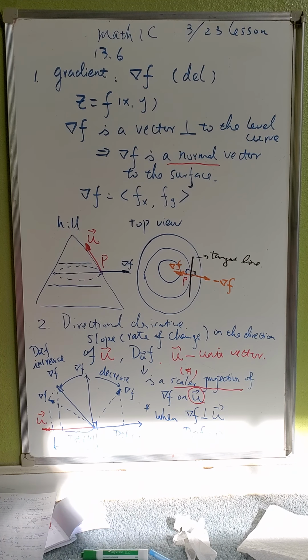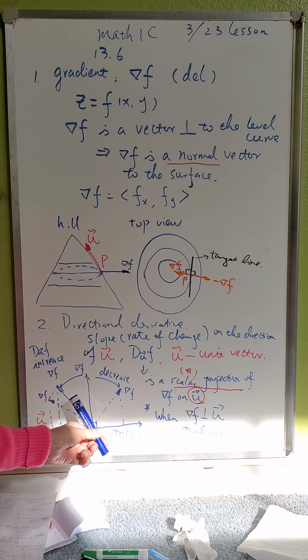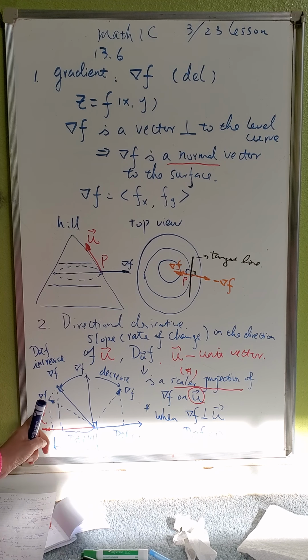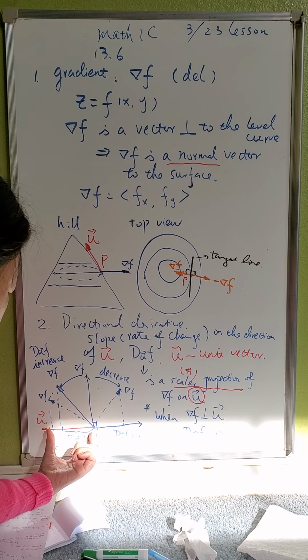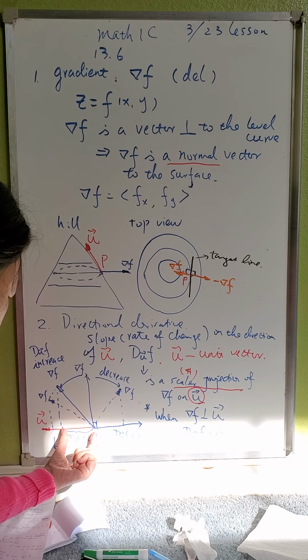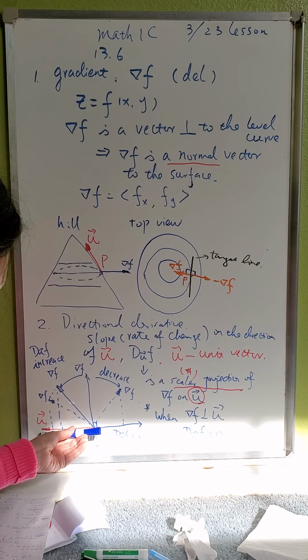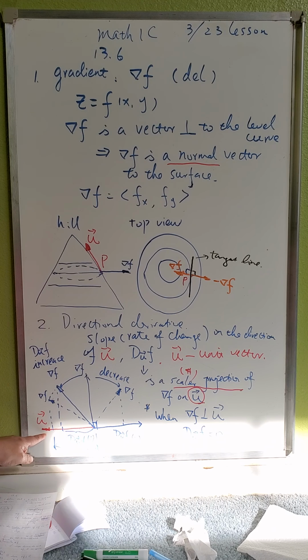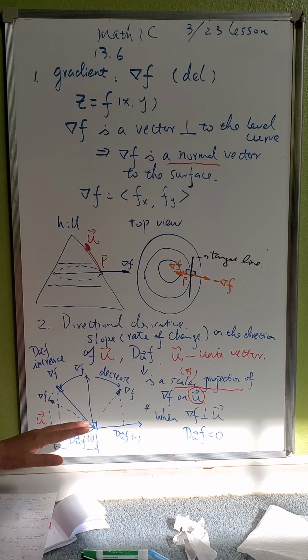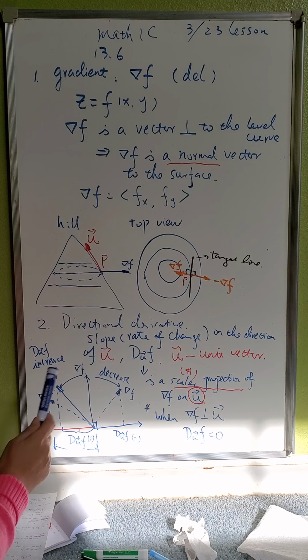And you can see that as you keep moving in this direction, your scalar gets longer. It was here before, now it becomes here. By the time it goes all the way to the bottom and overlaps u, you get the maximum slope. Once del f overlaps u, you get the maximum derivative, the maximum rate of change.